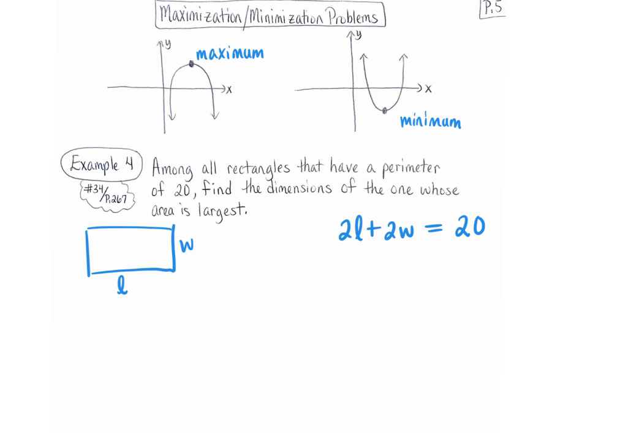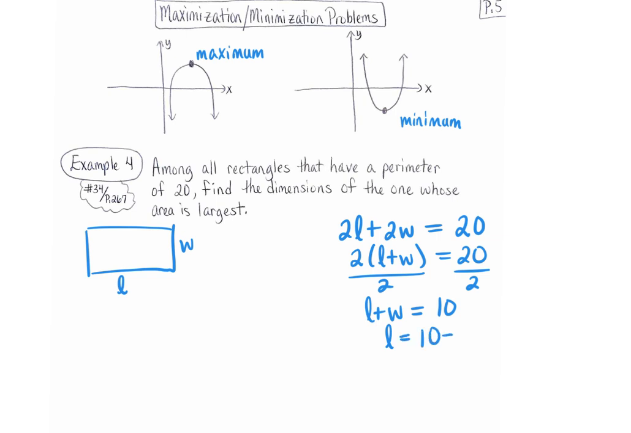Very good. So these two on the left have 2 in common. That leaves us with L plus W in parentheses equals 20. Divide both sides by 2. That gives us L plus W equals what? 10. Very good. So now we're going to solve for L. You'll see why in a second. So L is going to be 10 minus W. Okay? So we have L is 10 minus W.